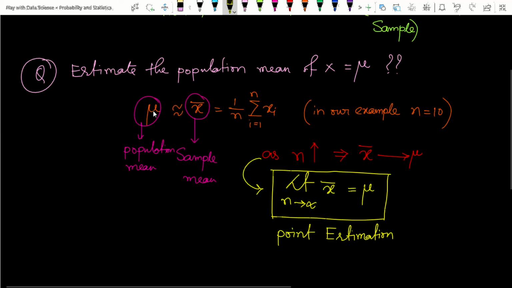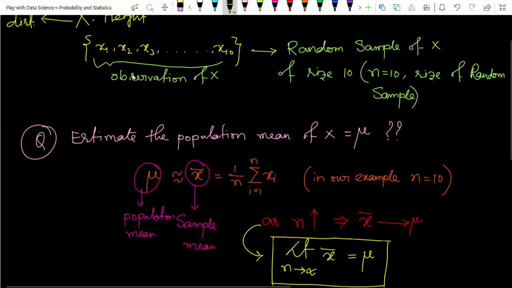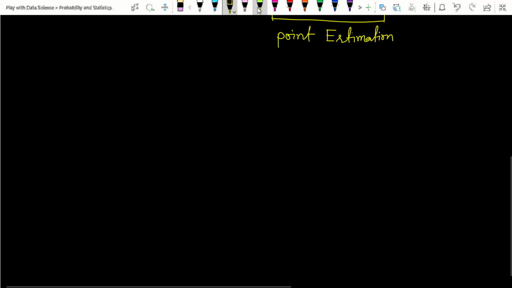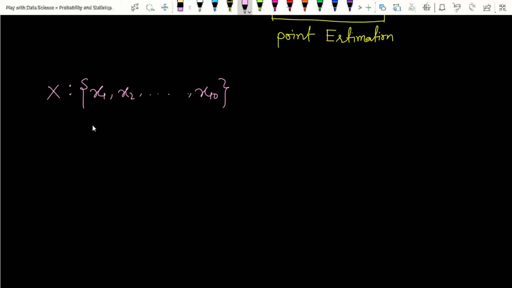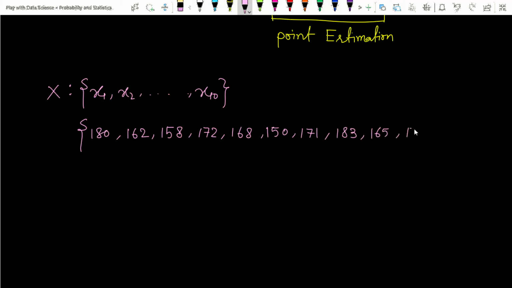Now let's try to understand this through an example. Instead of taking abstract data, if we take particular data, I think this will be clearer for us. Suppose our random variable is x. We have collected 10 observed values of this random variable, x1, x2, like that, up to x10. Suppose these observed values are like that: 180 centimeters, 162, 158, 172, 168, 150, 171, 183, 165, 176.